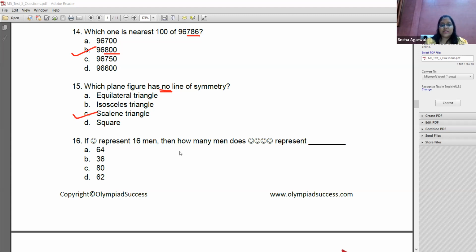Next one, guys. If one smiley represents 16 men, then how many men do 4 smileys represent? So 1 smiley means 16. So 4 smileys means 16 into 4. What is the value? 16 fours are 64. Yes.